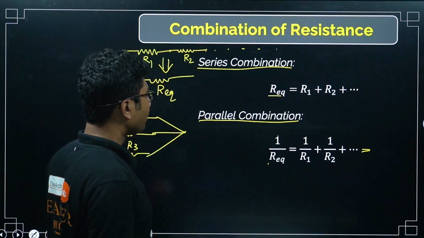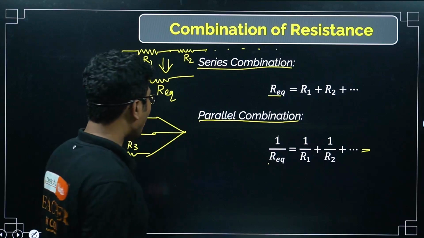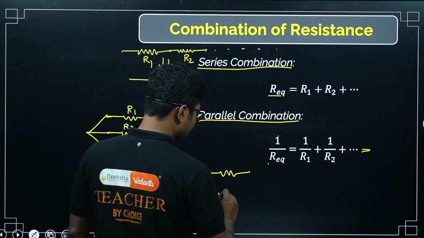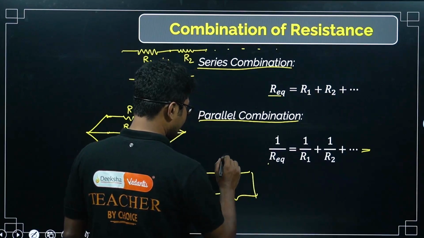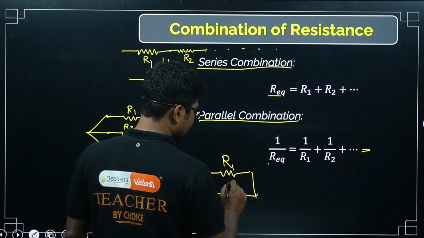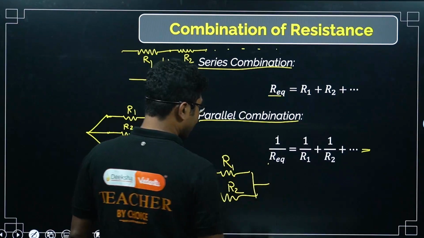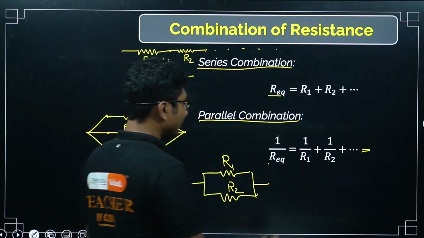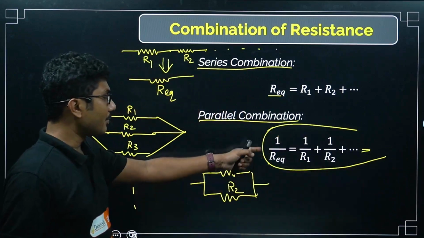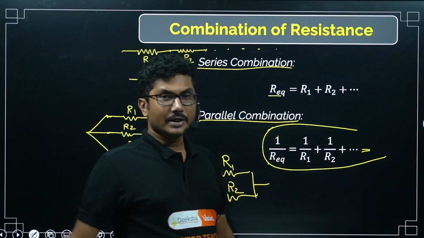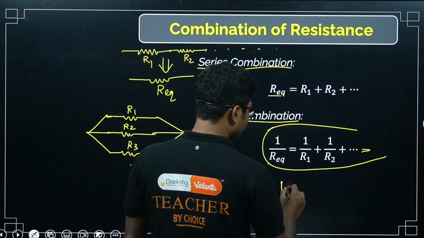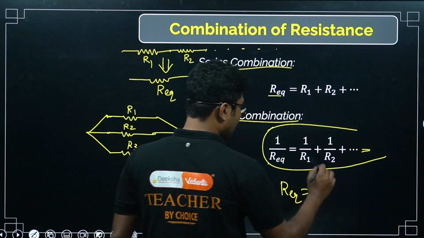Now suppose we have only 2 resistances in parallel. Say this resistance is capital R1, this resistance is capital R2. If 2 resistances are in parallel, then for their equivalent resistance we do not need to do it this way. Here, remember that once you calculate the value, you have to take the inverse to calculate the actual Req. But if only 2 resistances are involved, then you don't need to do too much. You can simply calculate the equivalent resistance.